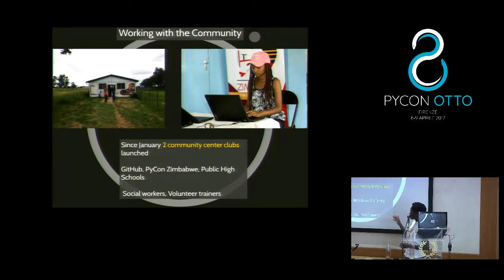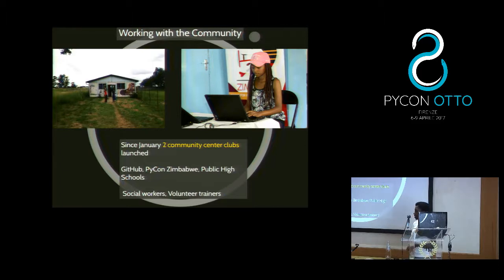And the second club is one in Highfields, and that's the center there, the house that's there. For that one, we're in the process of opening it and hope to also have 40 girls as well. But how we did that as well is that we've had some really great partners come on board.